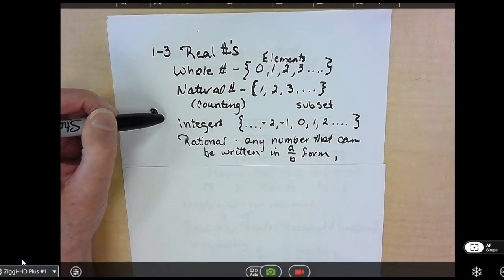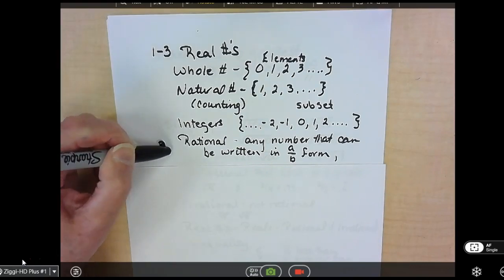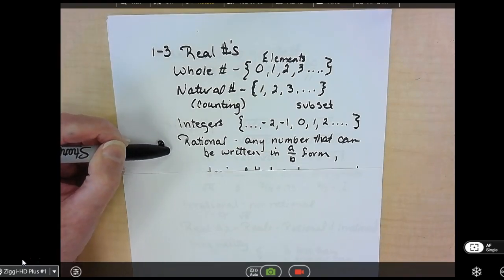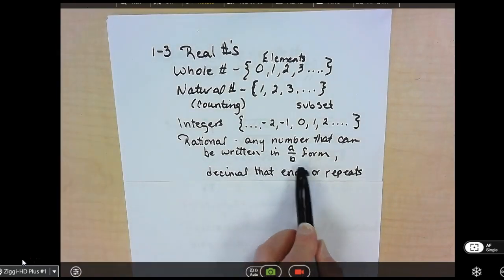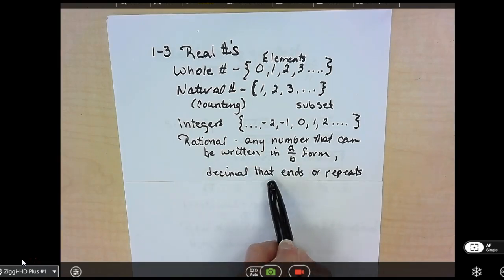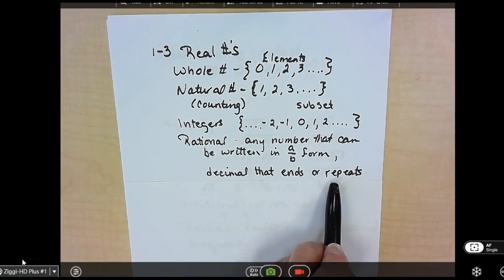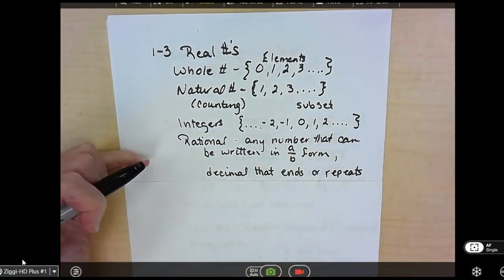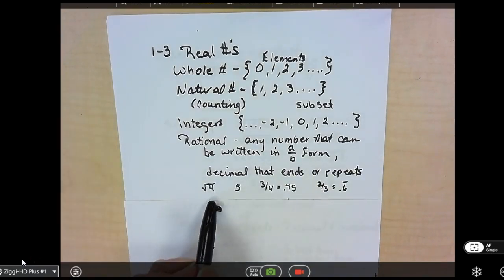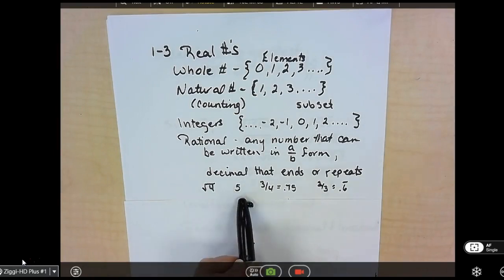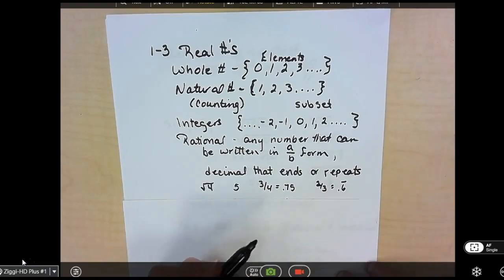So then we have rational numbers. Rational numbers are any numbers that can be written in A over B form. So anything that can be written as a fraction are rational numbers. If it's a decimal that ends or repeats, it is also a rational number. So examples of rational numbers: square root of 4, because that's 2. 5 would be a rational number because that's 5 over 1. So I could write that as a fraction.